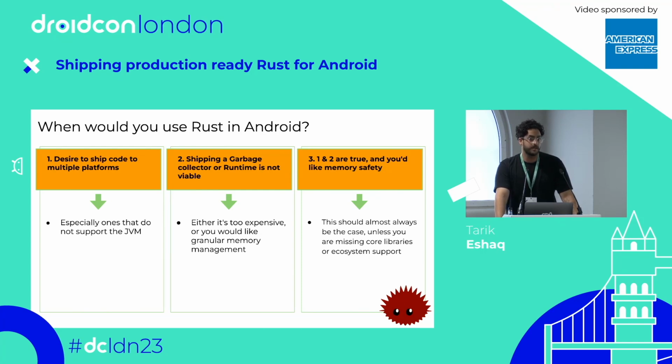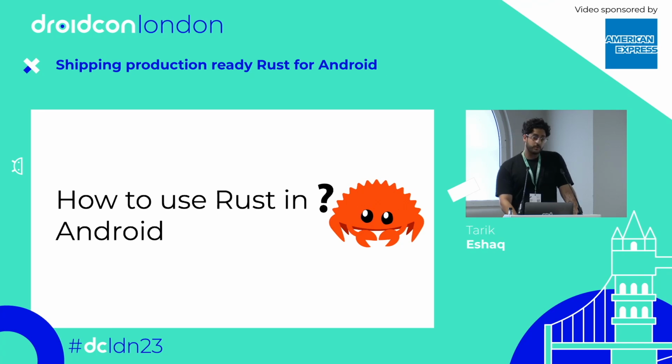But again, I would caution, because in the rest of the talk, we'll go through some issues you'd come across when you start to introduce Rust into an Android app. But first, we'll go through how you'd use it, and we'll introduce it in 3 simple steps, and then we'll try to break those down into some problems.